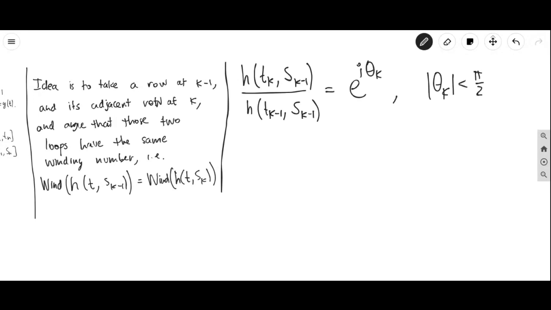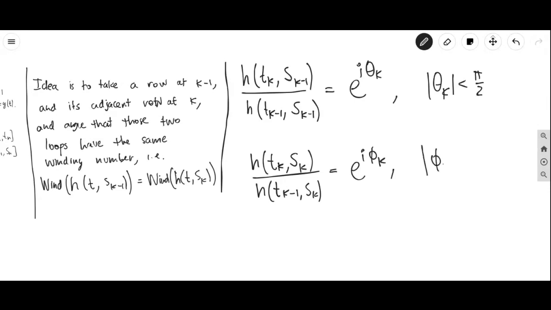And then we do the same thing for this one. So this is going to be h of tk, sk divided by h of tk minus 1, sk, and that would be equal to e to the i. So we know we can express it as some angle. Let's call that angle phi k. And here phi k is less than pi over 2.